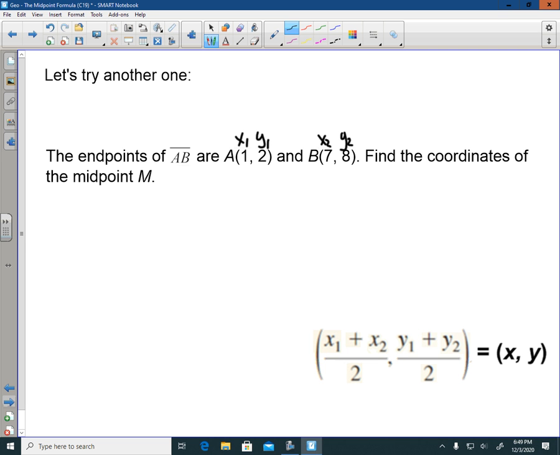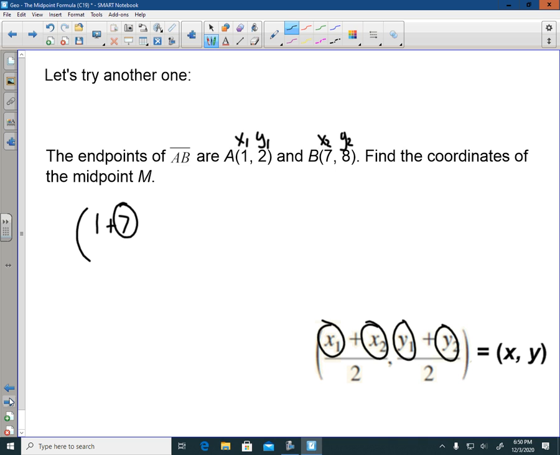The formula starts with some parentheses, and then it asks us for the value of x1. Well, x1 in this case is 1, plus, what is x2? 7. Now it's going to be really tempting to put a 2 here. Can you see why you might? Because you might think that you just put these two numbers together, but you don't. Notice the formula has x's together and then y's together, which is why it's kind of important to label these things.